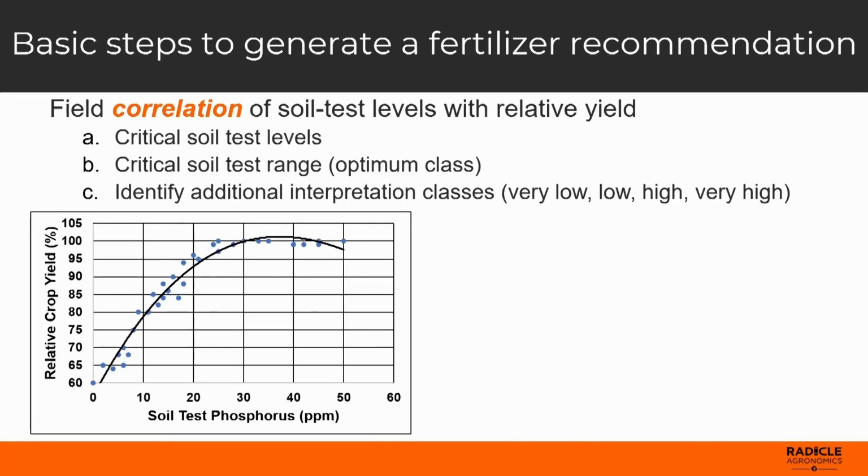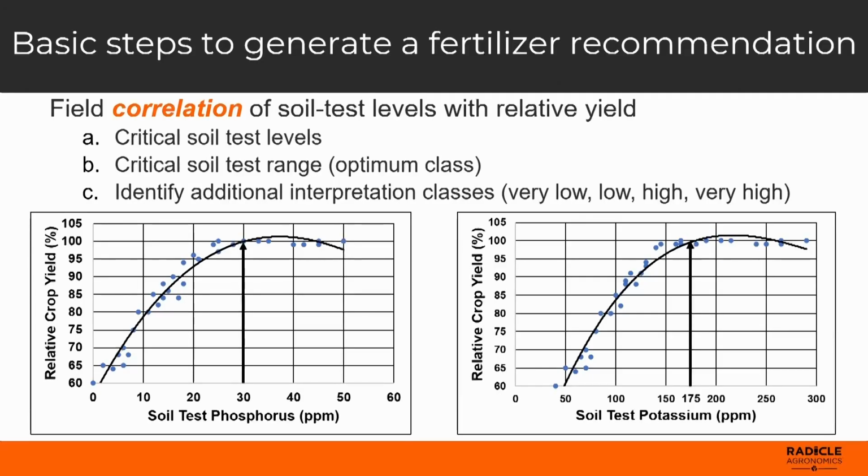So this is what the results from a field correlation trial might look like. So on the horizontal axis, I have soil test phosphorus, okay, in parts per million. And then on the vertical axis, I have relative yield. So when my soil test is low, and I'm not applying any fertilizer to these soils, then my yield is low. And as my soil test goes up, yield goes up, and then it just kind of plateaus. And in this case, it plateaus about 30 parts per million. Okay, this is just made up stuff.